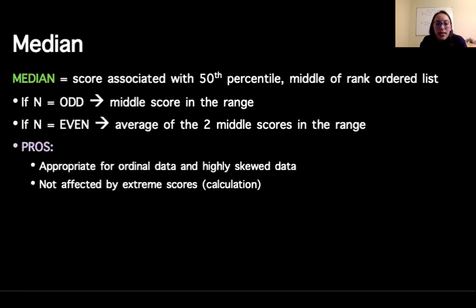Pros to using the median: it's very appropriate for ordinal data, right? Because you get the exact middle of the distribution. It's also good for highly skewed data.